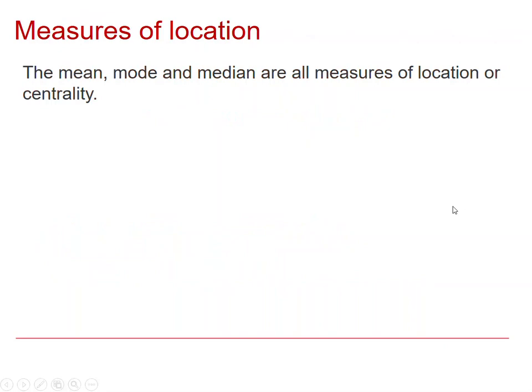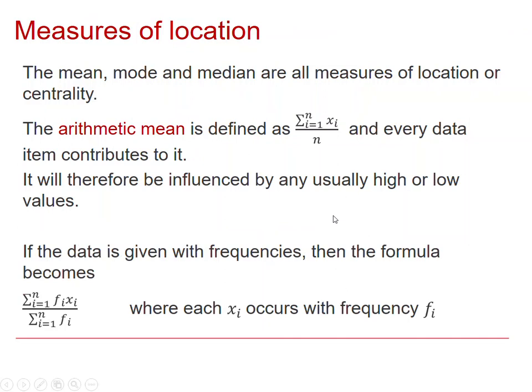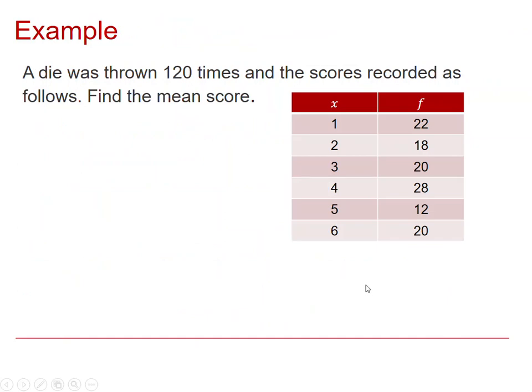The mean, mode and median are all measures of location or centrality. The arithmetic mean is defined like this, and because every data item contributes to it, it can be influenced by unusually high or low values. If you're working with frequencies, then you use this formula instead, and each x value occurs with this frequency. Here is an example of calculating from a frequency table.